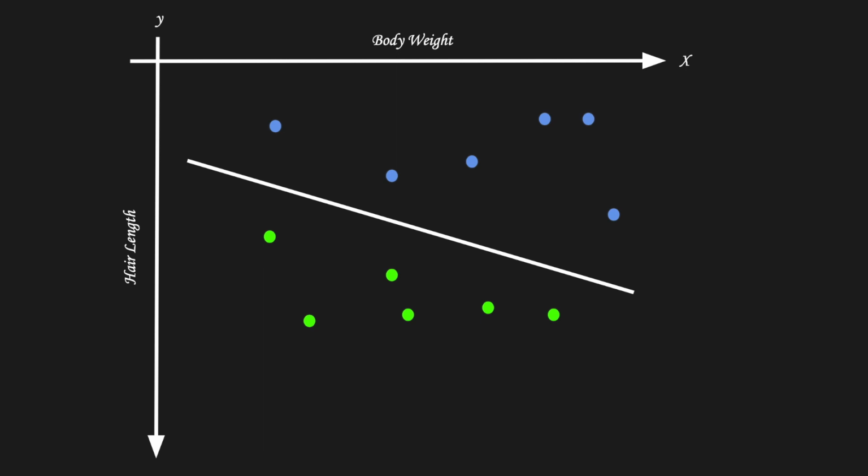Now, moving forward, let's understand what this actually means. So if we look at the data points, it is possible that two people have the same body weight.